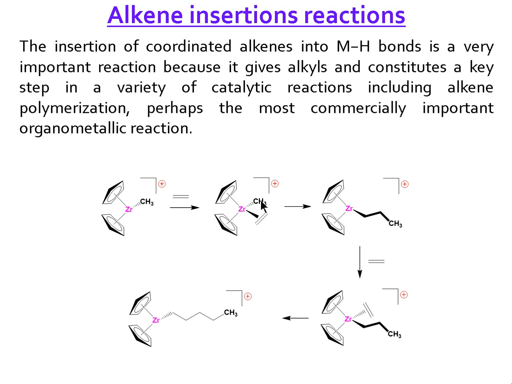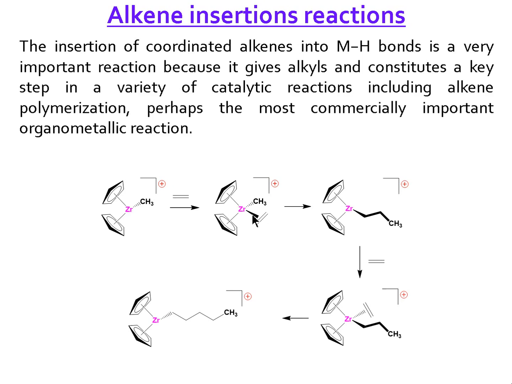Then CH3 will do migratory insertion to the alkene and we form alkyl with 3 carbon atoms, 1, 2, and 3. We add another alkene, so we have metal alkene and metal alkyl with 3 atoms of carbon. We repeat the same reaction. This alkyl of 3 atoms of carbon will do migratory insertion to the alkene, and we will form a metal alkyl with 5 atoms of carbon, 1, 2, 3, 4, and 5.